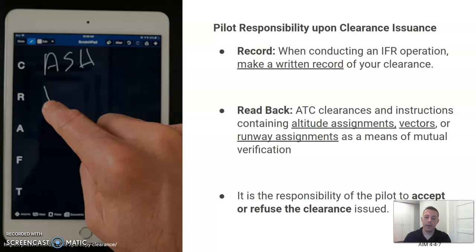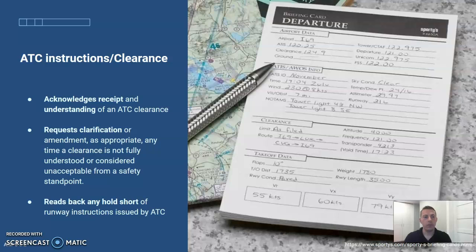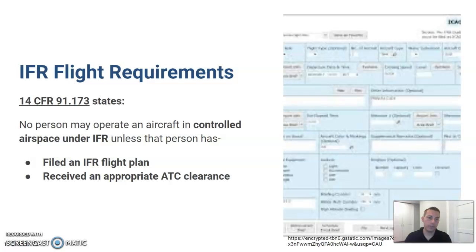It is the responsibility of the pilot to accept or refuse the clearance issued, and that's with the PIC authority. ATC instructions and clearance: we need to acknowledge receipt and understanding of an ATC clearance. If we don't understand it, we need to request clarification. And we need to read back any hold short runway instructions issued by ATC.